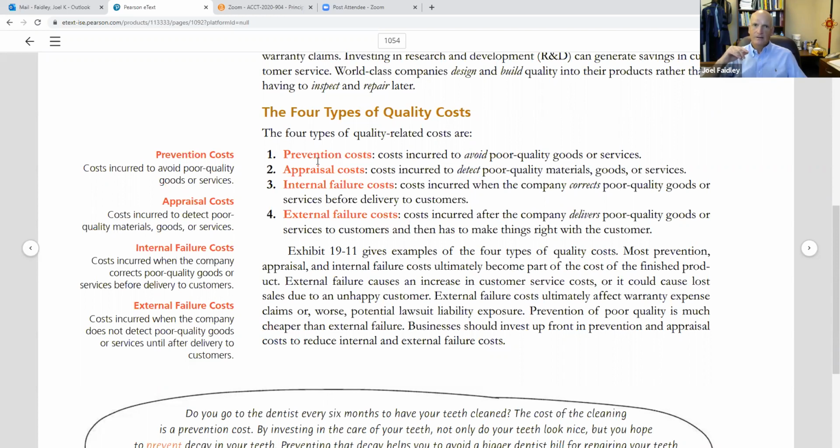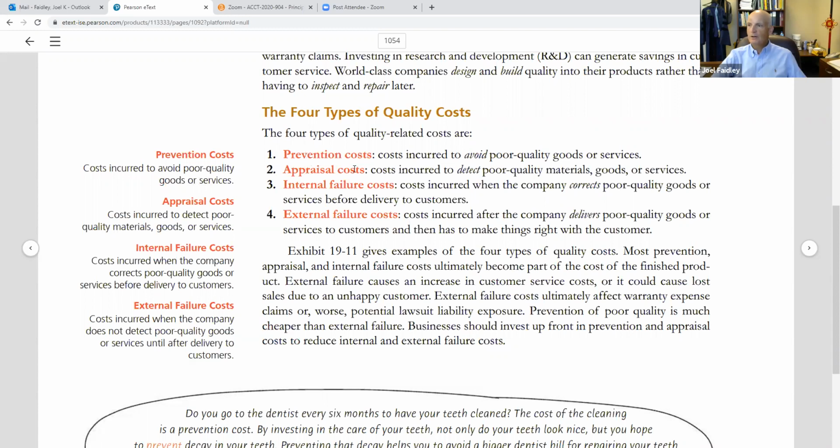First one is prevention, to avoid poor quality. There's an old saying, an ounce of prevention is worth a pound of cure. That's an old saying, but there's a lot of truth to that. And so whatever we spend up front to make our processes better, then that's money well spent. If you look here on the left, costs incurred to avoid poor quality goods and services, that's going to be things like training. We've all had jobs that we wish we'd had more training, right? That's probably the key part of that.